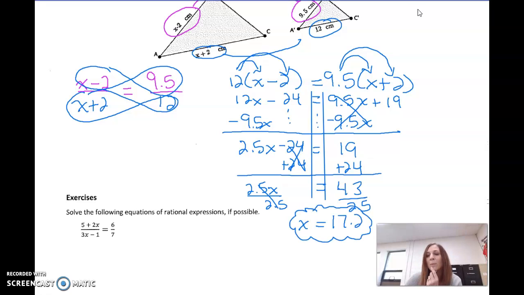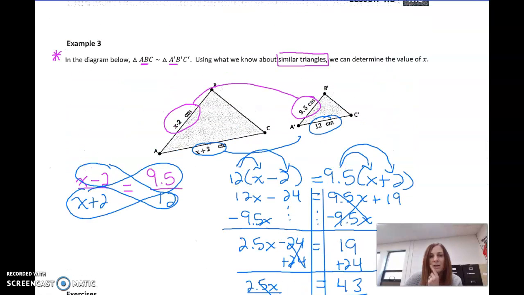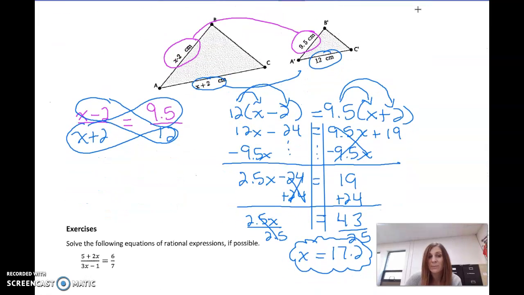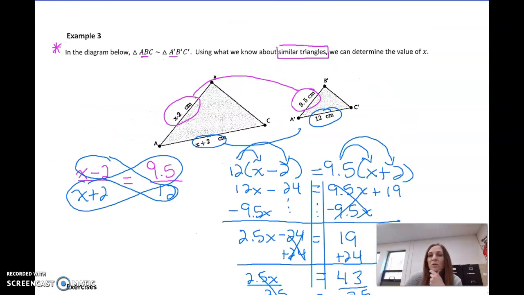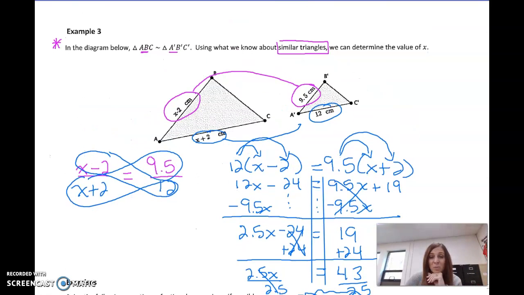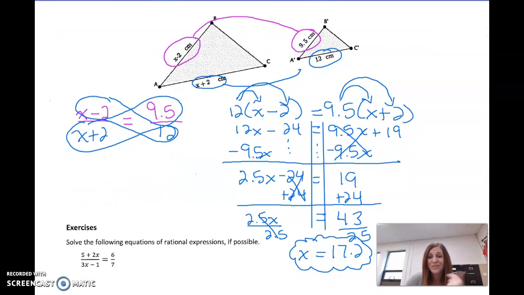Now I want to stop and go back to my question. And it just asked for the value of x. If it asked what the side lengths were, I would just plug 17.2 in for x right here. But the directions just say to determine the value of x. So make sure you check that on your homework. Okay, once you get it set up though, same way.